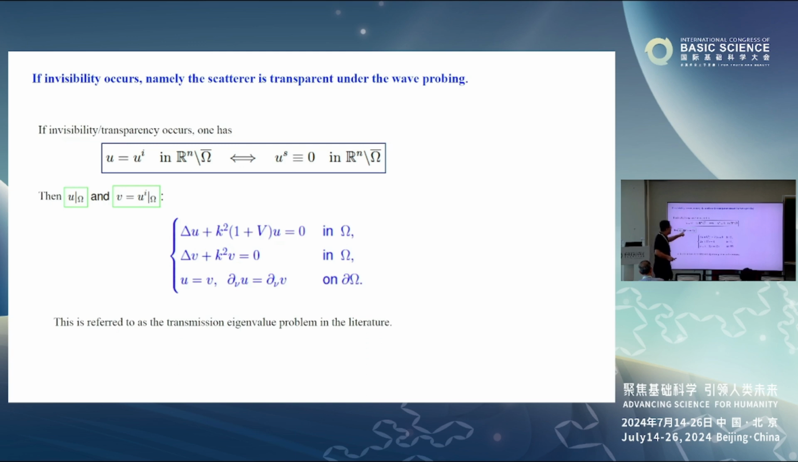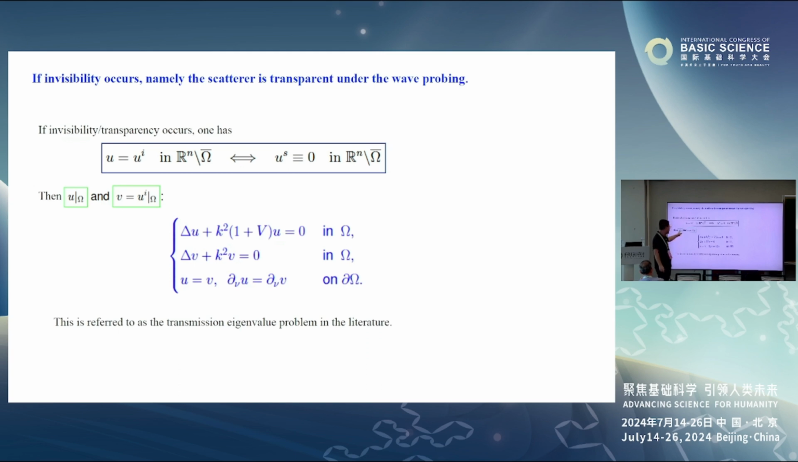That means outside this scatter, there is no scattering pattern. Outside this Omega, it's just this instant wave. So U is U^i. That means this U^s, the perturbed wave, is identical to 0 outside this Omega. So when that happens, the scattering pattern is trapped inside this scatter. So now, if you want to understand this non-scattering phenomenon, you have to study the wave inside this scatter.